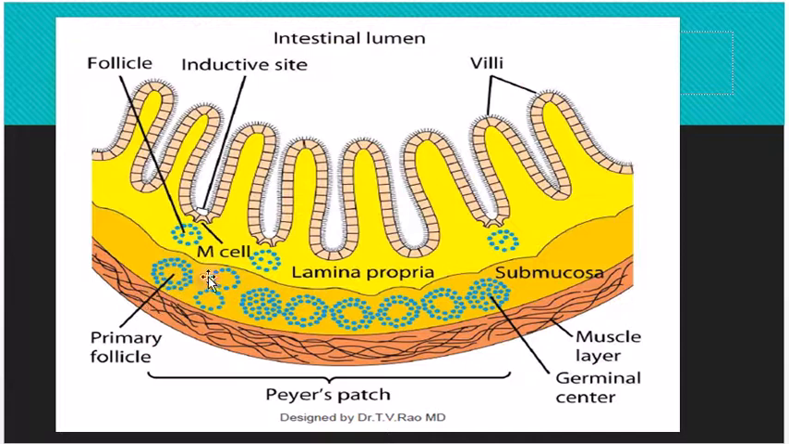This is what you call the MALT. This is the one where you'll see the patches of lymphoid cells, which will act upon the foreign particles that come into the small intestine.